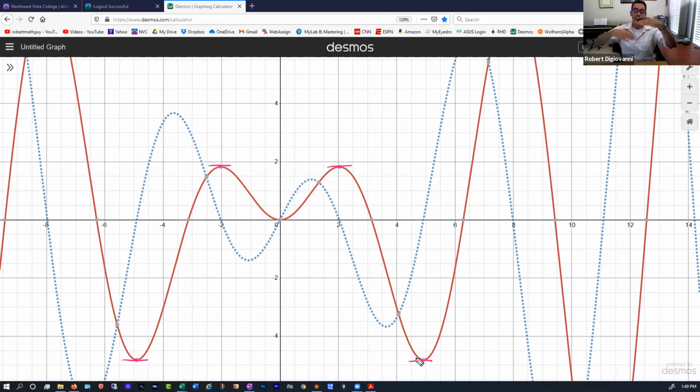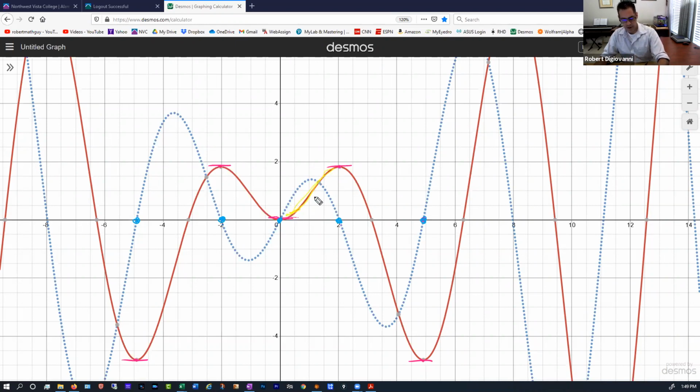So anywhere I have flat tangent lines, the derivative should go through 0. So my derivative should be 0 here. It should be 0 here. Oh, I missed one. 0 here. 0 here. I missed that there was a flat tangent line right there, so I should have 0 there also. And do you all agree that the blue dotted one seems to do that?